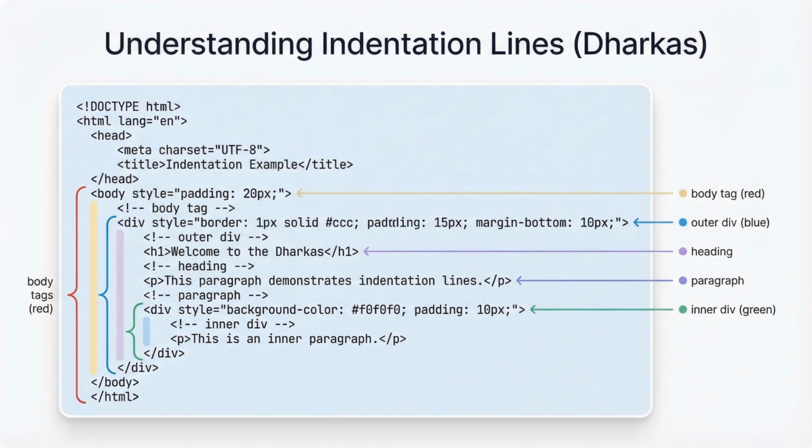When you see two lines, it means there are two levels of nesting. The body contains a div, and that div contains another div, like boxes inside boxes. This nested structure is the foundation of every HTML document you'll ever write.